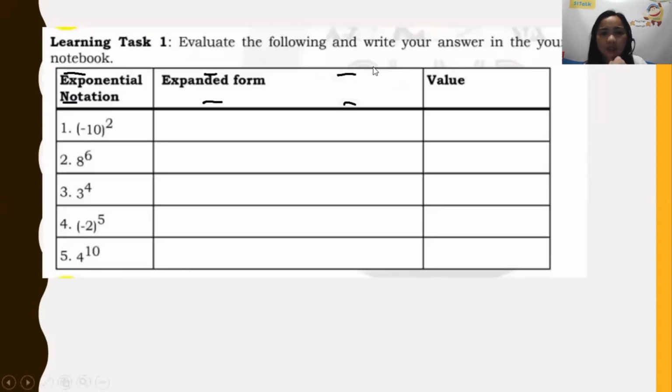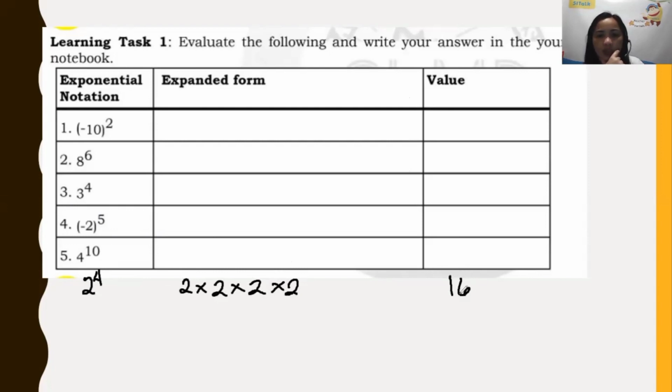What if we have the learning task number 2? You are going to evaluate the following and write your answer in your notebook o kung saan ipinasulat ng teacher. Example we have here, 2 raised to 4. Expanded form niya ay 2 times 2 times 2 times 2. And the answer is 16. That is the value. And this is the exponential notation. Ganun lang kadali itong learning task number 2.